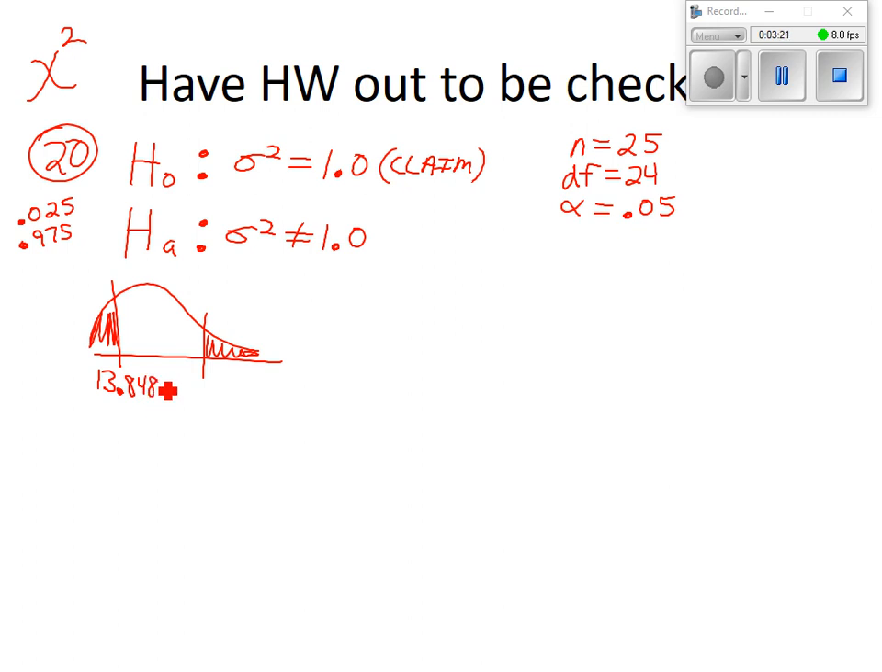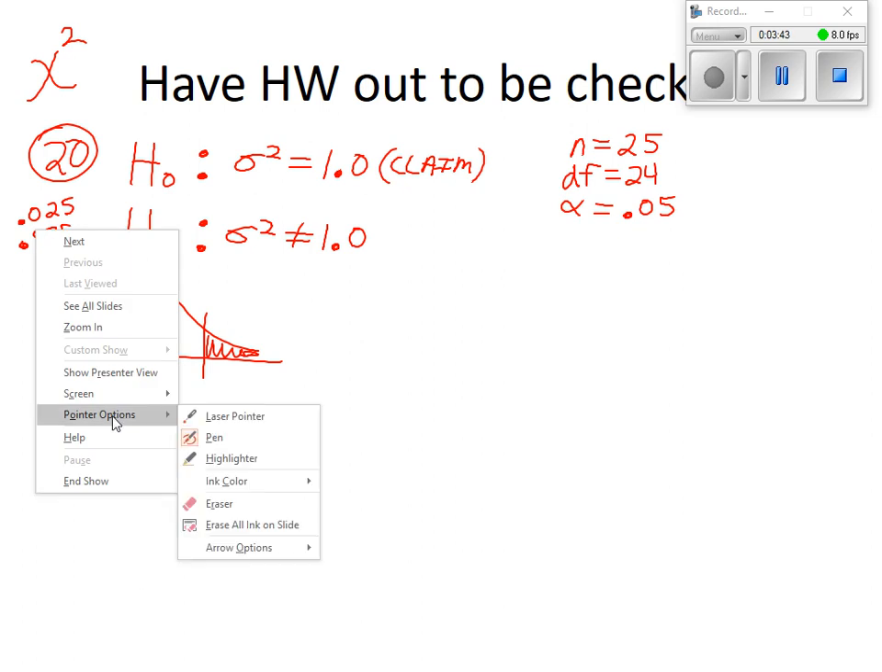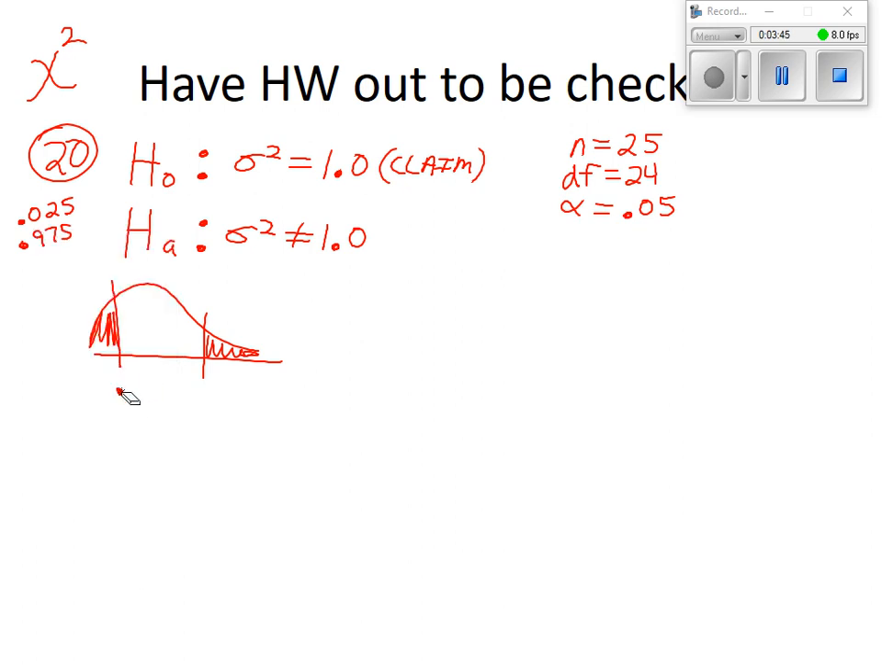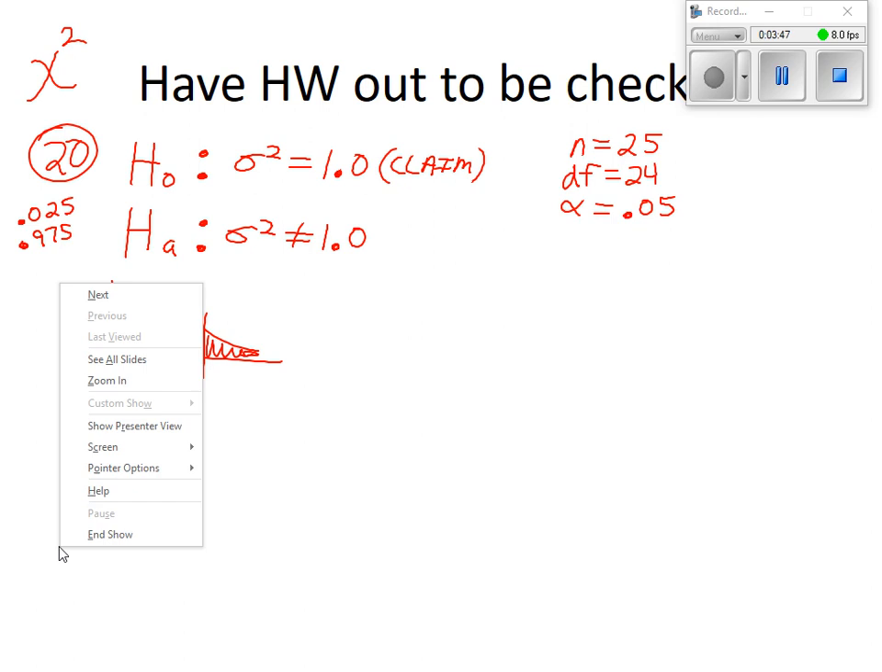Looking at your chart, 0.025 at 24, on table 6, correct? Yes. 24, 0.025. That's 39.364. Oh, I thought we were doing the smaller one. So do 0.975, sorry. 0.975 gives you 12.401. Yeah, 12.401. That's what I got.